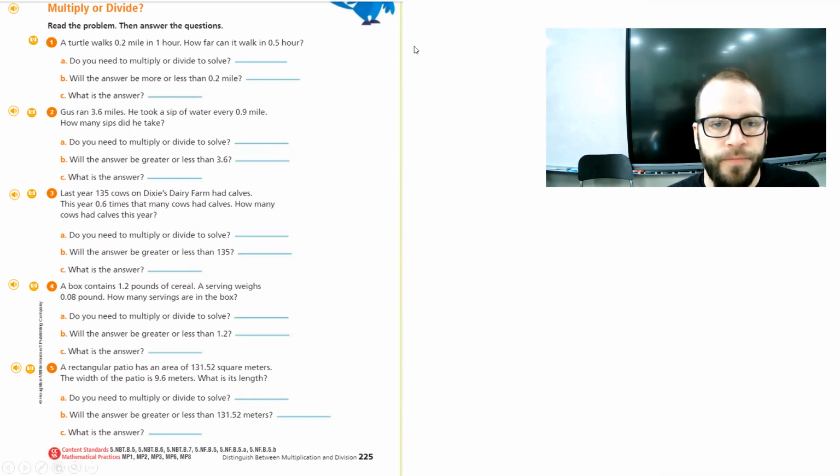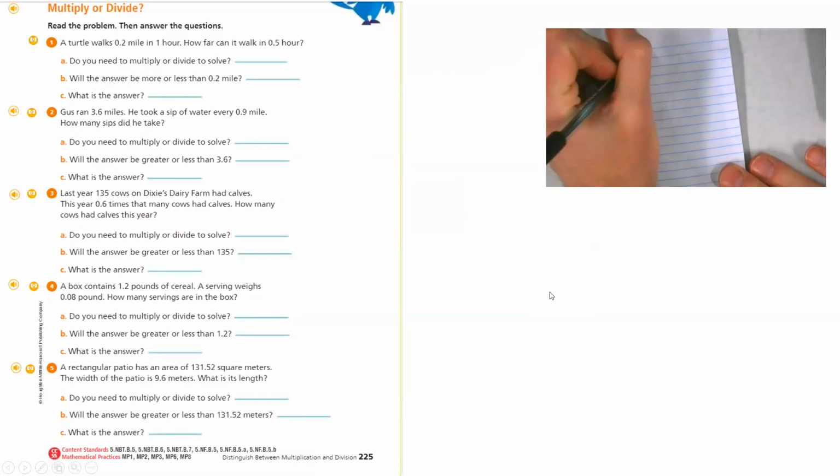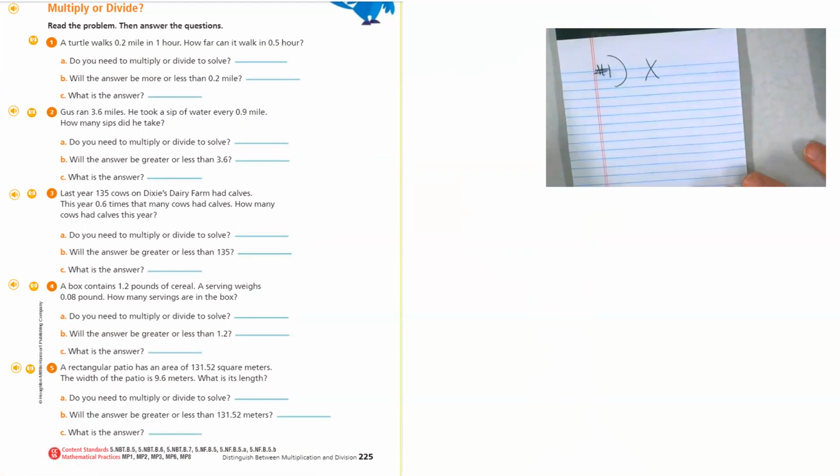So let's get started. A turtle walks 2/10 miles in 1 hour. How far will it take him to walk a half of an hour? So do we need to multiply or divide to solve? If you said multiply, you are correct. So that first answer is multiply. Let me just go ahead and do everything here. So number one, multiply is A.